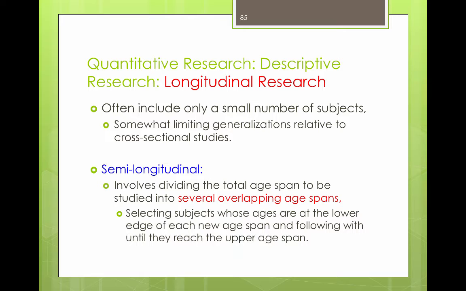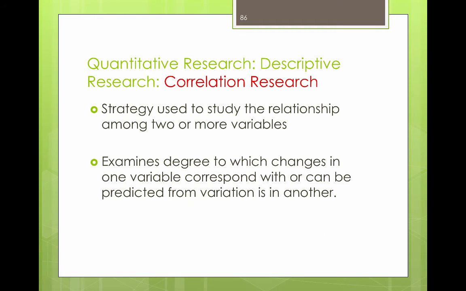A more efficient way to do it would be semi-longitudinal research, which involves dividing the total age span into several overlapping age spans and, say, following those overlapping age spans for 5-year periods. So, following a 10 and 15-year-old, following an 11 and 16-year-old, 11 to 16, 12 to 17, 13 to 18. You get what I'm saying? So they're like overlapping periods for 5 years or whatever amount of time.